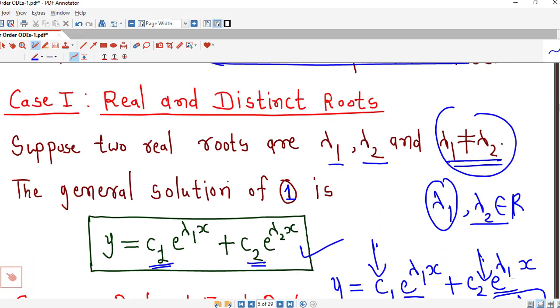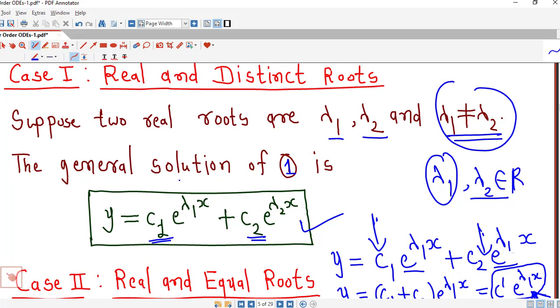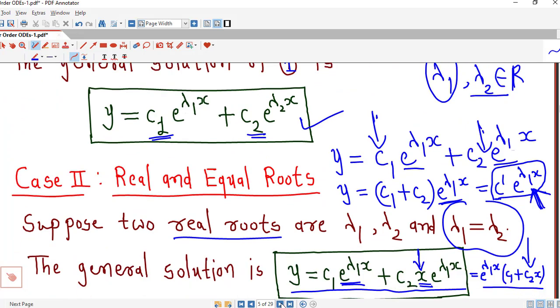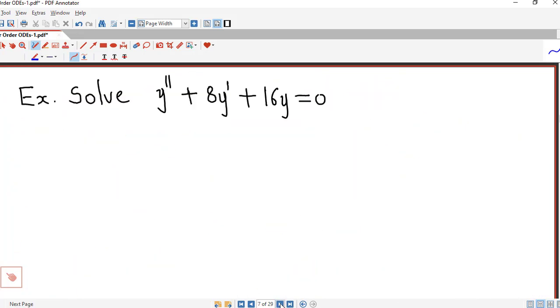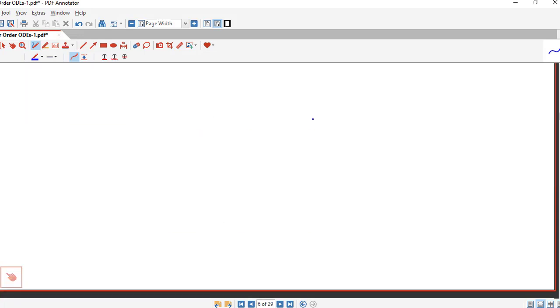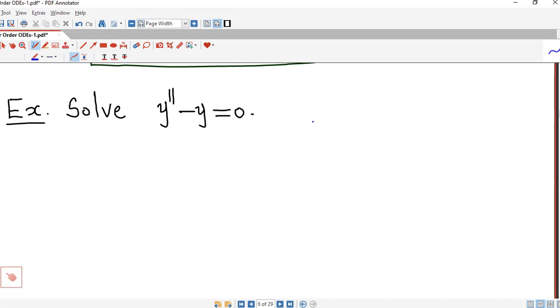Depending on the nature of roots we will have different types of general solution. So first we discuss examples related to these two cases, and then we go for the third case. So here we are asked to solve this differential equation. Before that we consider this simple equation. Solve y double dash minus y equal to 0.